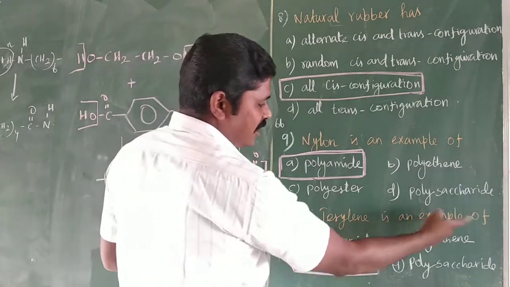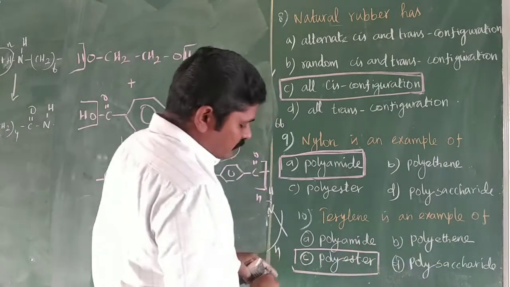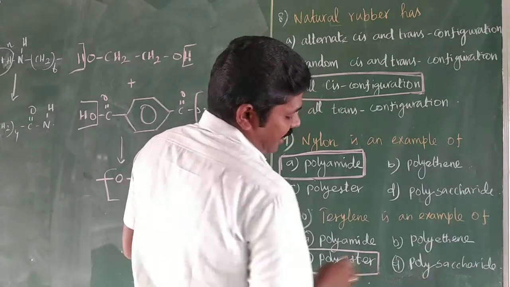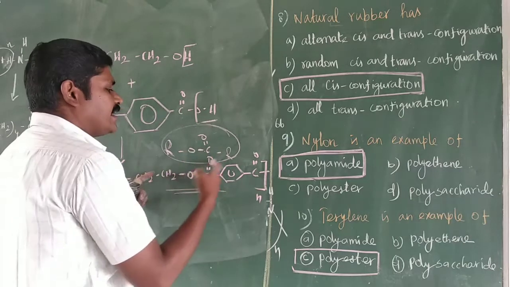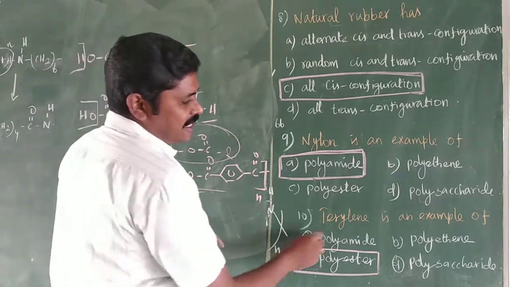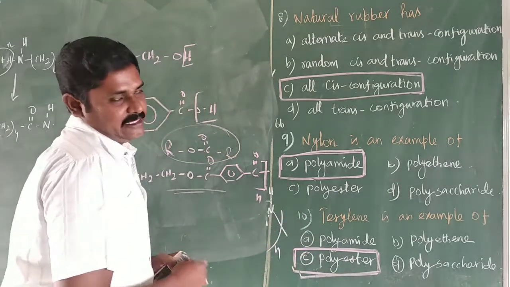Terylene is an example of option A, polyamide; option B, polyethylene; option C, polyester; option D, polysaccharides. The terylene structure contains ester linkage. So terylene is an example of polyester.